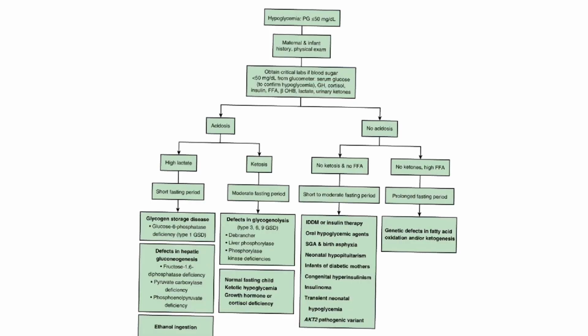Now this is a table from the Nelson 22nd edition showing the approach to hypoglycemia. As you can see, for hypoglycemia, if the glucose is less than 50 milligram per deciliter, then we go for maternal and infant history and physical examination. Then we obtain the critical sample, and then we see whether there is acidosis or no acidosis. Each of acidosis and no acidosis has different stems explaining the differential diagnosis. I have tried to simplify this table in the next part with a handwritten format, so it is easier for us to understand.